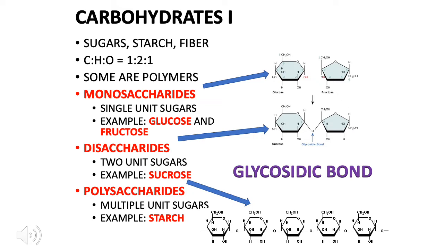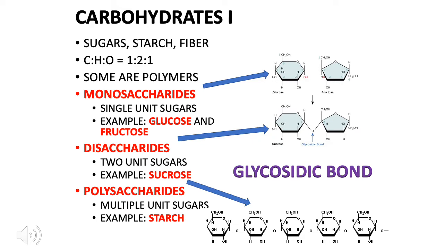Now, many of the carbohydrates that we find in biological situations are polymers or long-chain molecules. But those long-chain molecules are composed of individual units called monomers, and monomers in the carbohydrate group are what we're going to call monosaccharides. Mono means one, and saccharide means sugar. So these are single unit sugars, and sometimes we call them simple sugars as well.